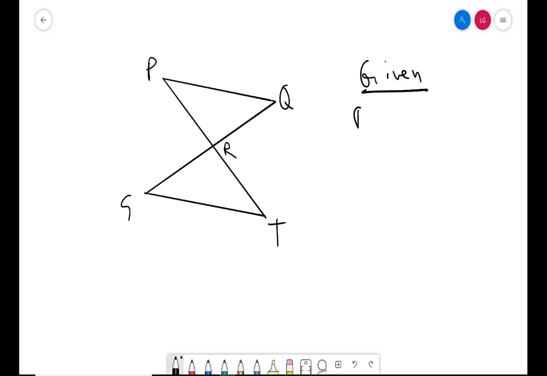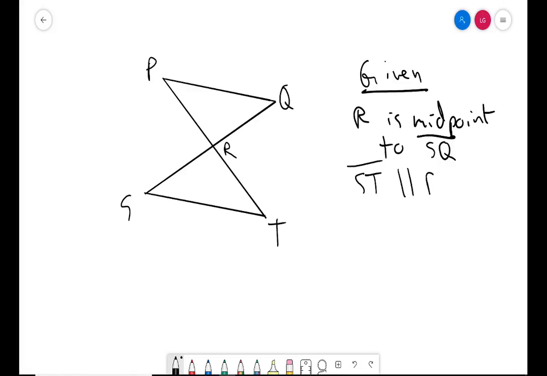Given R is the midpoint of SQ, and ST is parallel to PQ. Prove triangle PQR is congruent to triangle TSR.